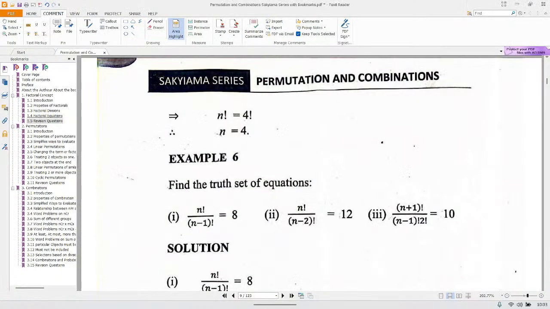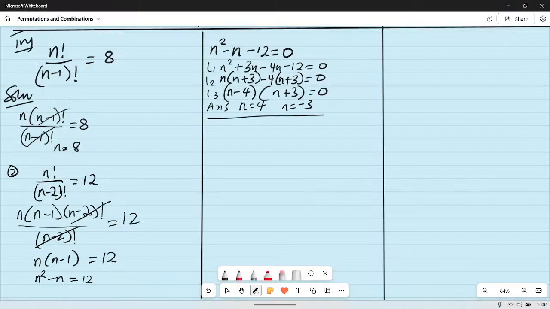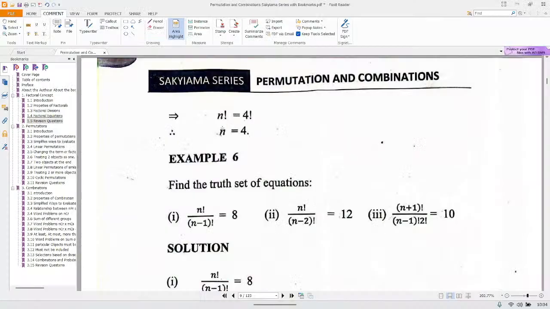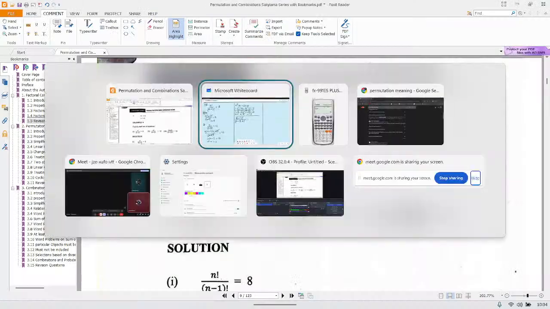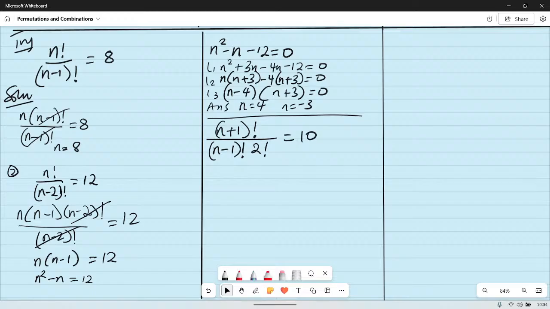We solve (n plus 1) factorial over (n minus 1) factorial, 2 factorial, equals what? 10. This one too.